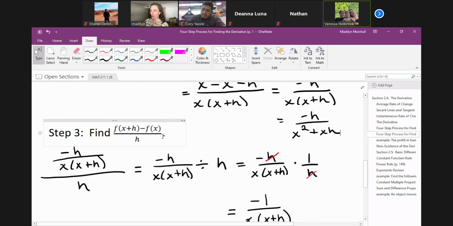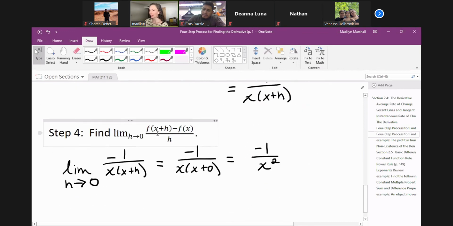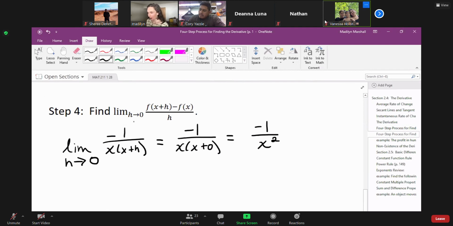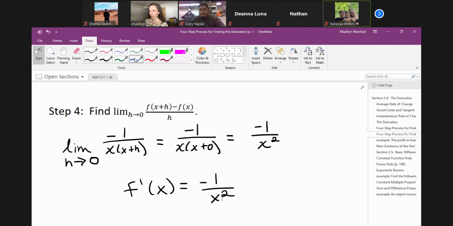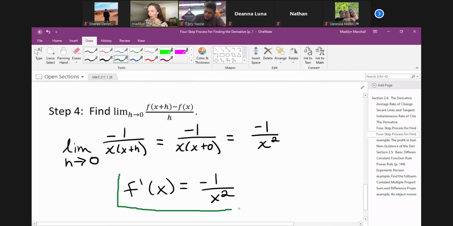Can you go back to step 4? Sorry. Yes. Oh, no, you're fine. Thank you. I actually was going to write that last line anyway. So our derivative of f is negative 1 over x squared in this case.